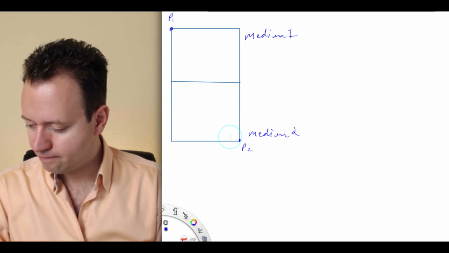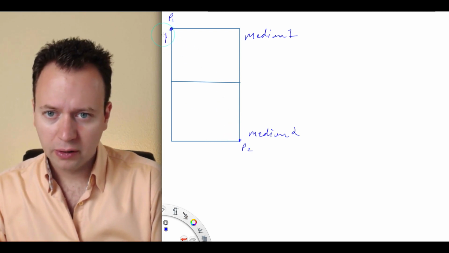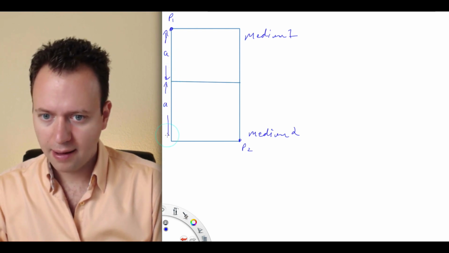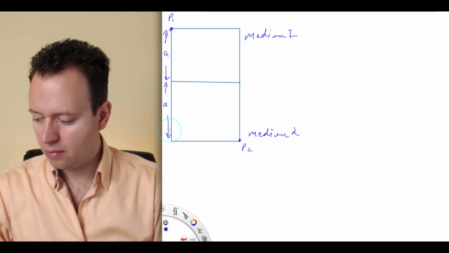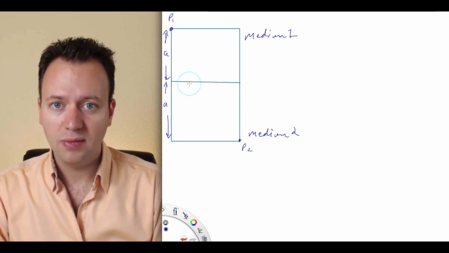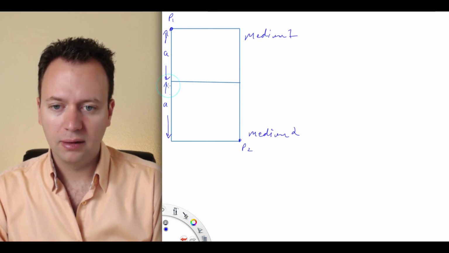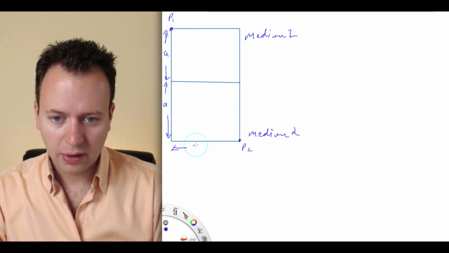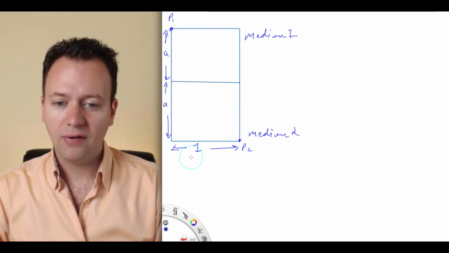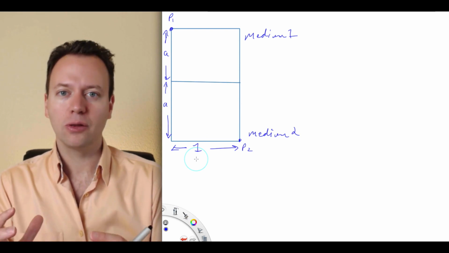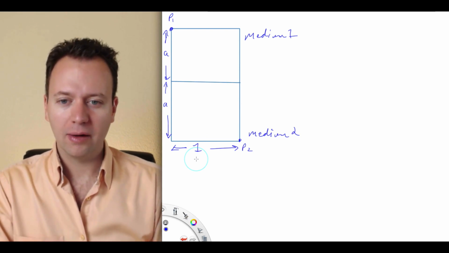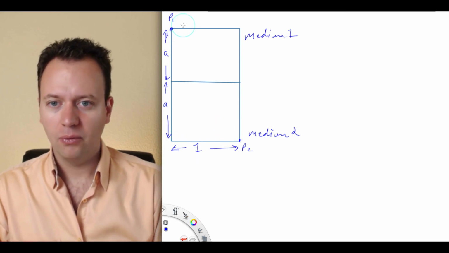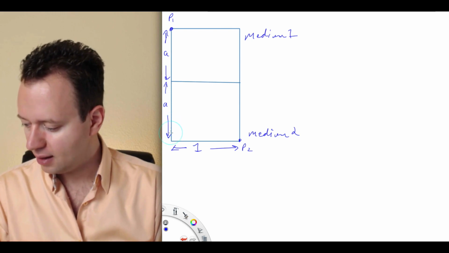We'll arrange this so that this distance we'll call a, and this distance we'll also call a. So the interface between the two mediums is halfway between this vertical distance from P1 to P2. And we'll normalize this so that this length is 1. Instead of having a second parameter, we'll scale length so that we define one unit of length to be this horizontal distance between the two points. And then we'll define the vertical distance as 2a in whatever units that is.